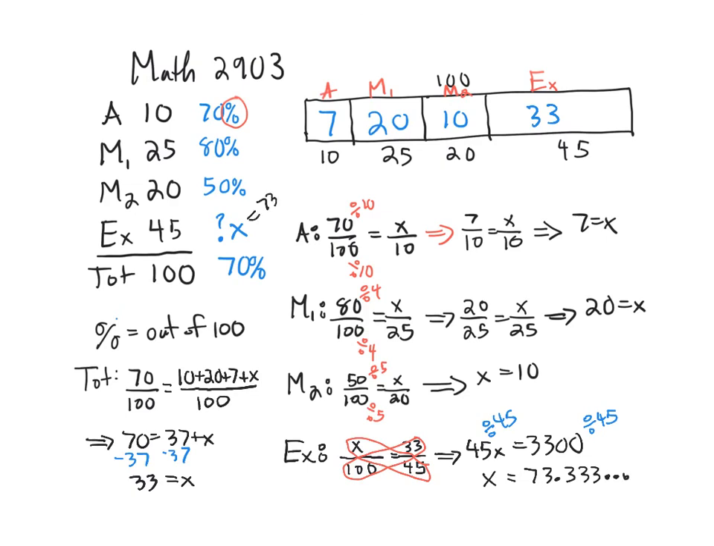So we'll say x in this case is 73.3%. So in order for the student to get a 70 in the course, in this case, they would need a 73.3% on the final, so 33 out of 45 points.